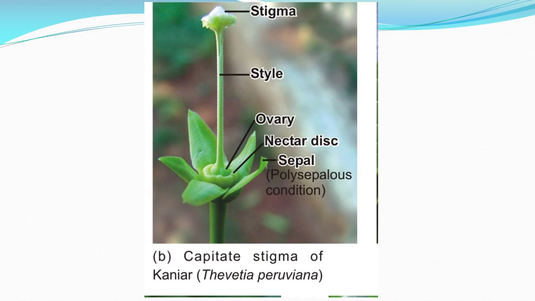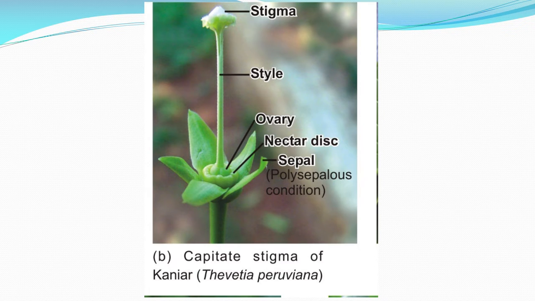The ovary is a bulbous structure, and the structure that joins the ovary to the stigma is your style. So, the stigma, style and ovary have different functions assigned to them. The stigma is the landing ground of the pollens, the style elevates the stigma above the petals so that the pollinators can visit the stigma, and the basal portion is the ovary.